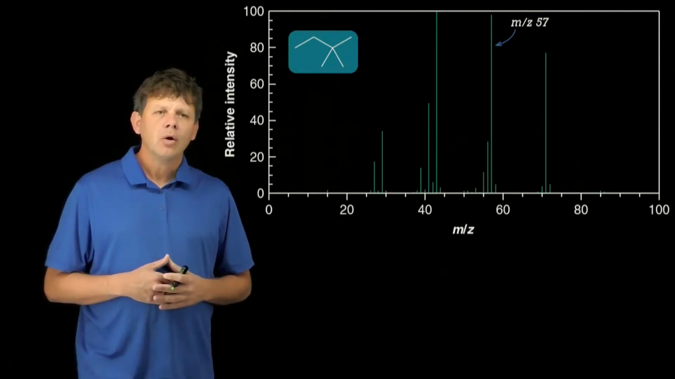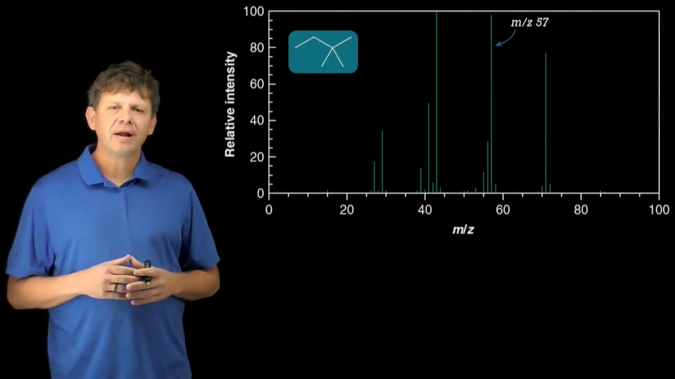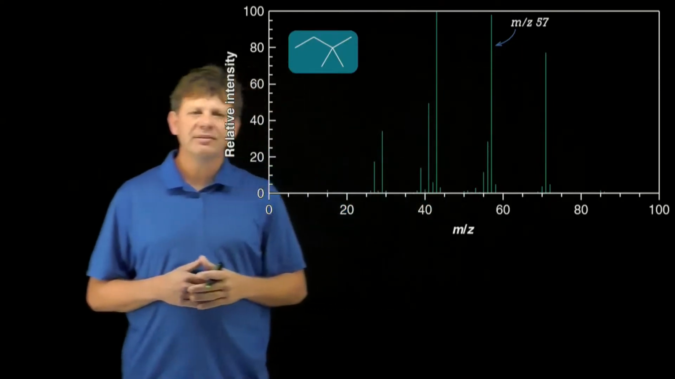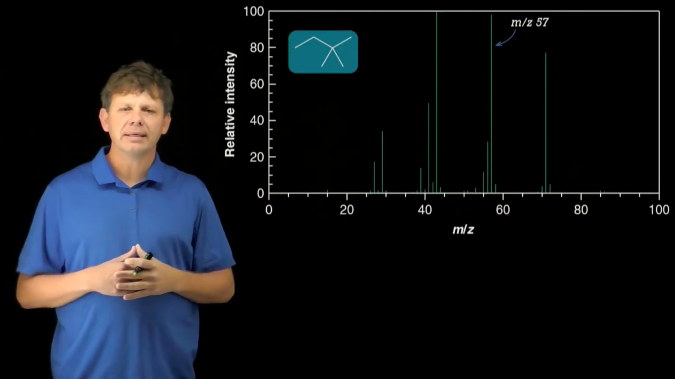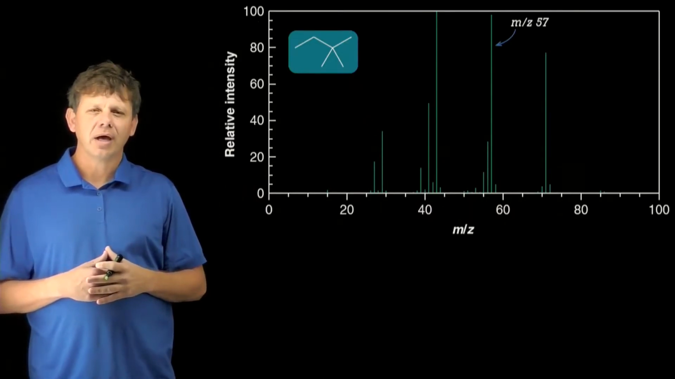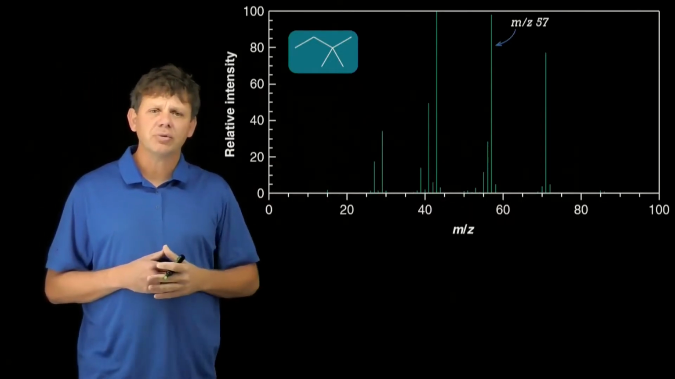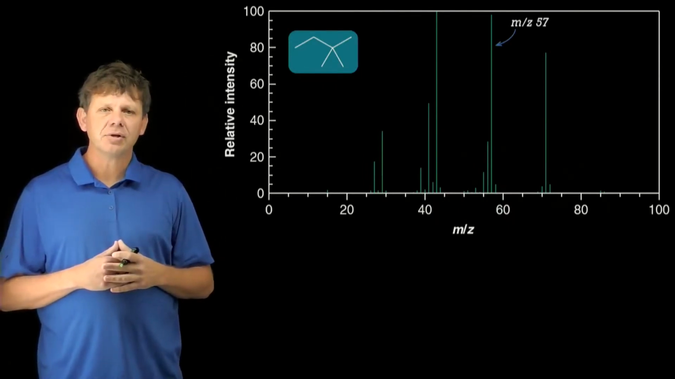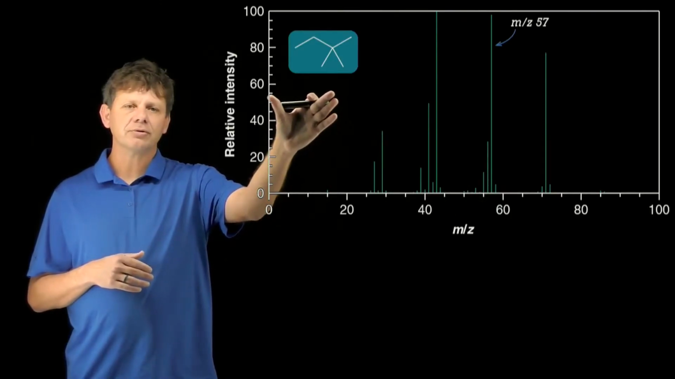In this assessment, we're asked to tell what fragment is responsible for the peak at 57. So we're looking for a peak that has 57 atomic mass units. The fact that it shows up in the mass spectrum tells us that this peak must have a positive charge, and we're given this structure here.